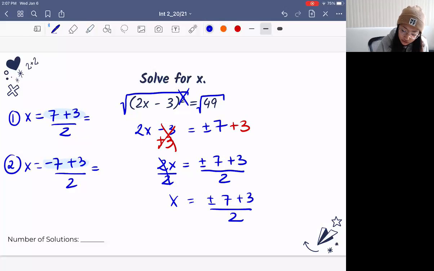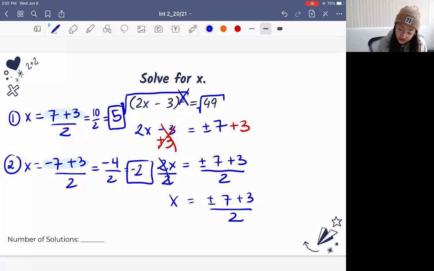So if I were to simplify everything, I'm going to deal with the top value first for both of the problems, then I'll divide by 2. So 7 plus 3 is 10 divided by 2, which is 5 as one solution. And then negative 7 plus 3 is negative 4 divided by 2. Oops, sorry, is equal to negative 2. So that's my other solution. So again here, no limitations. 2 is the number of solutions that I have.